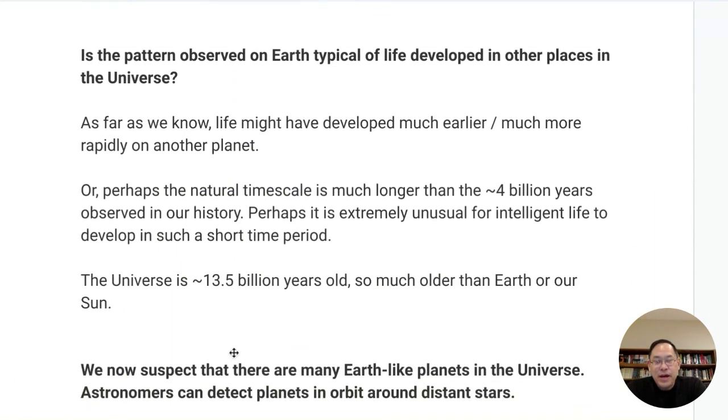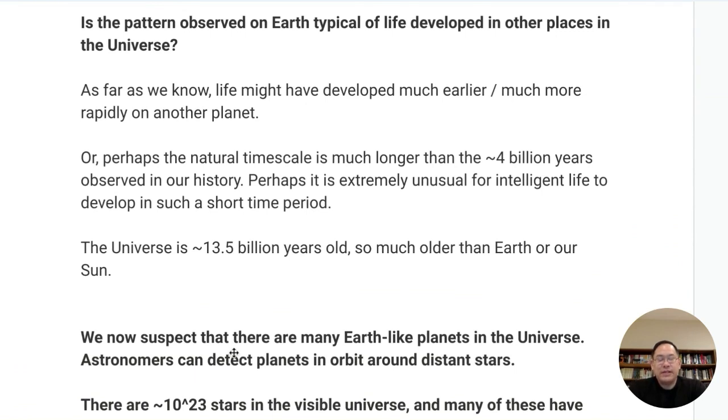Okay, so here in the notes, I have some of these things I've just been discussing. Is the pattern observed on Earth typical of life developed in other places? Could life have developed much faster or much more slowly on another planet?